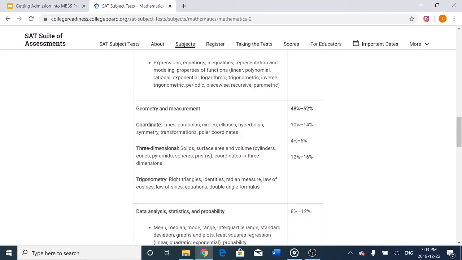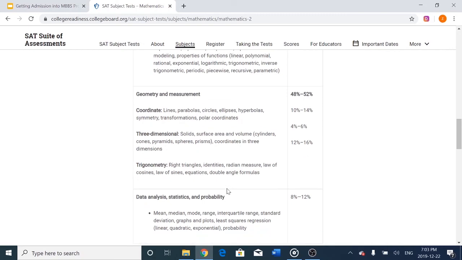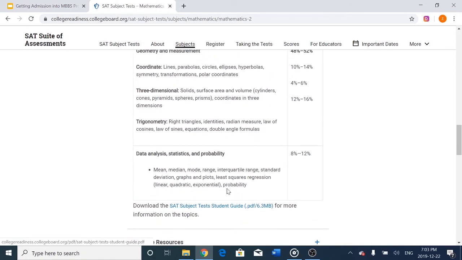So for trigonometry, you're going to have right triangles, identities, radian measure, law of cosines, law of sines, equations, double angle formulas. Double angle formulas are so common in this, and you're going to need to know your law of sines and law of cosines. And you need to know the ambiguous case. So if you're studying law of sines, you need to know the ambiguous case. And for law of cosines, you need to know how to manipulate the formula effectively. And there are really cool quick tricks to solve these questions which involve law of sines in the Princeton book.